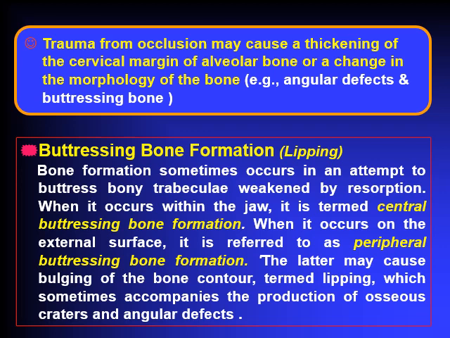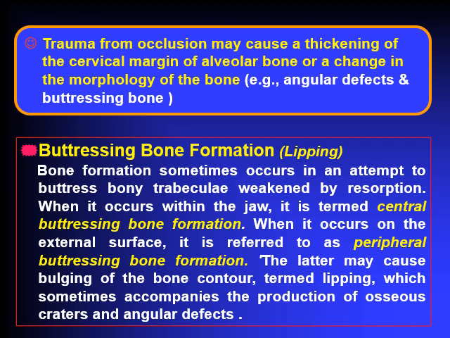The peripheral buttressing bone formation causes bulging of the bony contour. You can see bulging on the gingiva because there is bulging on the underlying bone, because you know that the gingiva mimics the underlying bone. This is called peripheral buttressing bone formation. It may also be called lipping, like a lip.